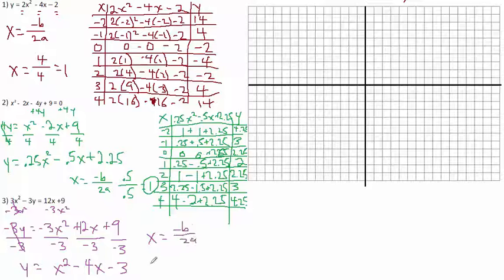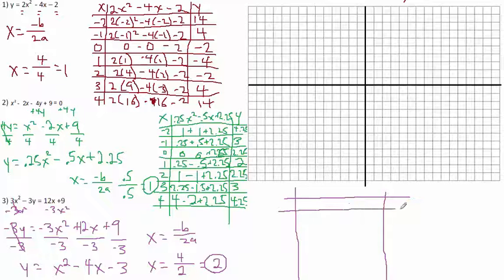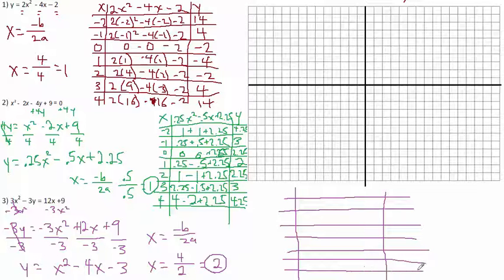Negative b over 2a. Negative b is negative 4, which is positive 4, divided by 2 times 1. That's the coefficient of the x squared, which is 2. And so our x is 2. So here, when we draw our chart, we're going to do our 2 in the middle. So we'll do a 3, 4, 5, and then we'll do a 1, 0, negative 1.